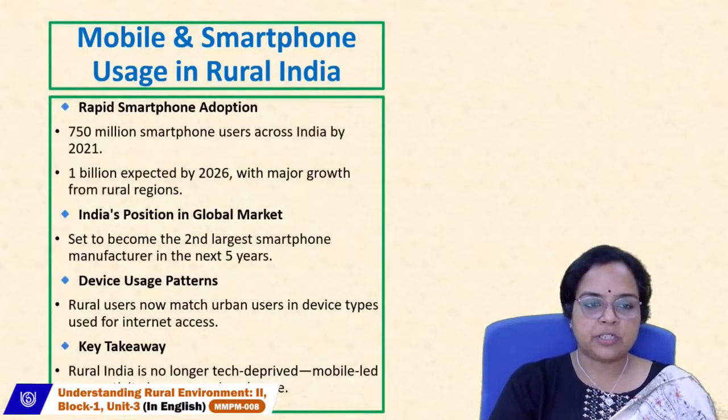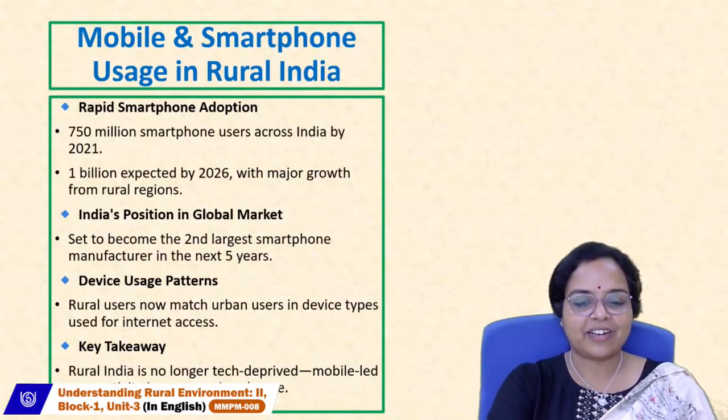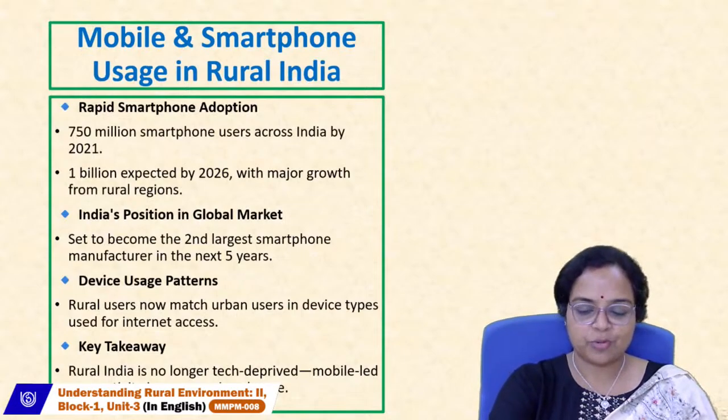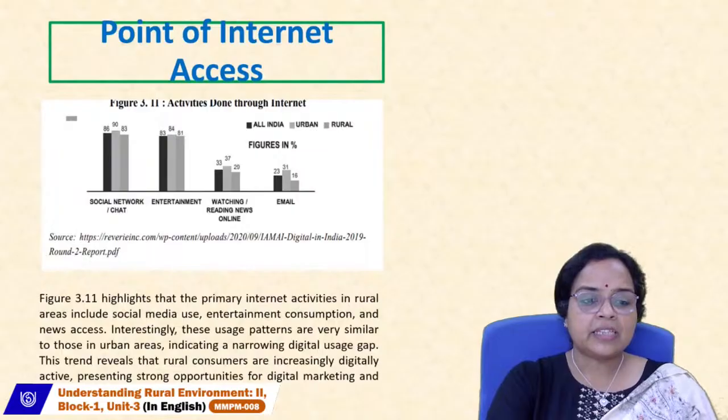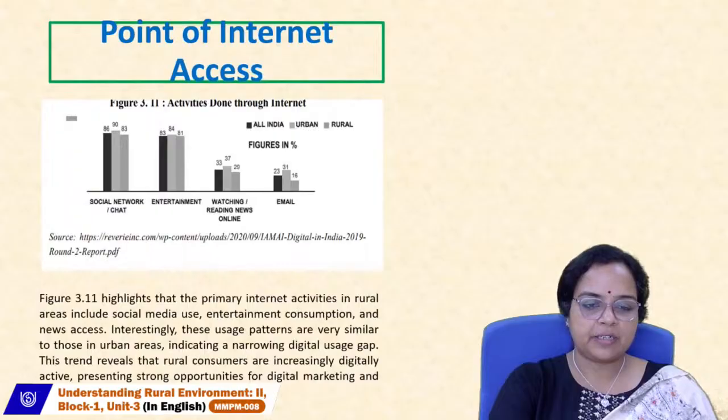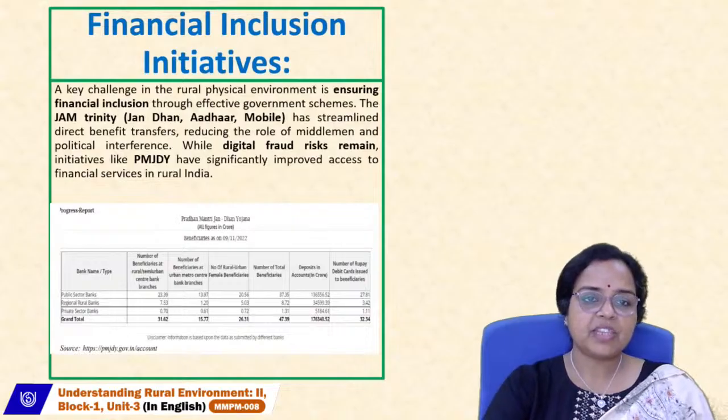750 million smartphone users in 2021, 1 billion expected to be reached by 2026, and rural users now match urban users in device types and use of internet services. So rural India is no longer tech deprived or mobile deprived. They are also now well connected with urban settings. This figure highlights that the primary internet activities in rural areas include social media, entertainment consumption, and news access. Interestingly, these usage patterns are very similar to those in urban areas.